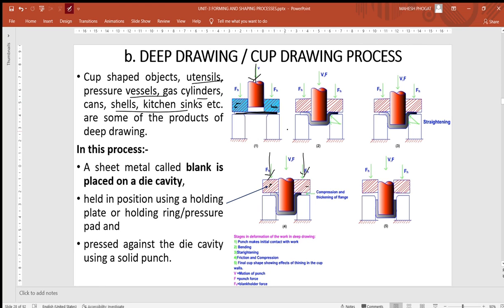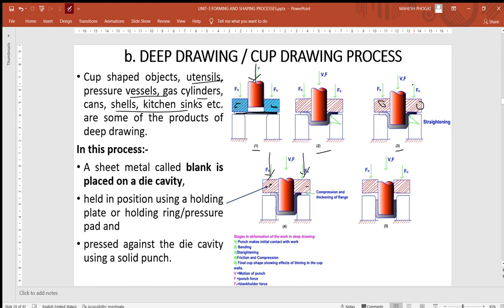You can see this is stage number one, where it is just held. This is stage number two, this is stage number three, where straightening is taking place. This is stage number four, where compression and thickening of the flange take place. This blank holder is basically just to hold the workpiece here. Otherwise, the blank will simply move down.